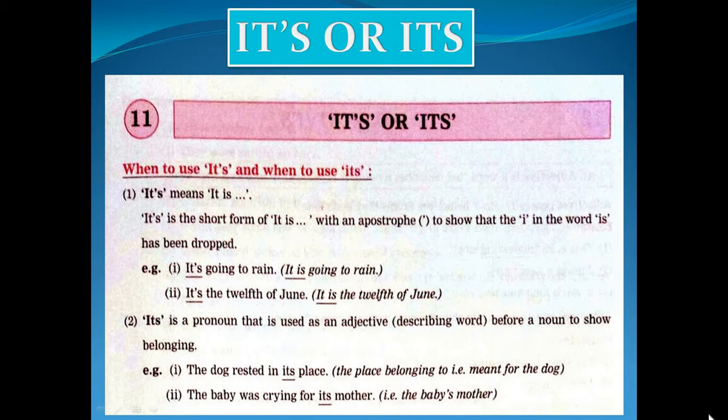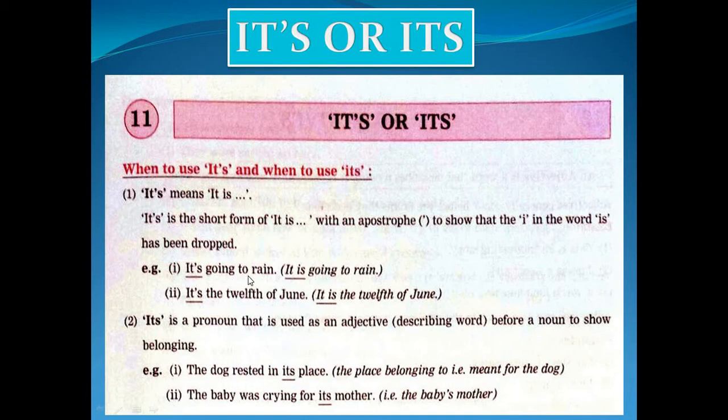In this, the apostrophe is used to show that the i in the word is has been dropped. So instead of i, an apostrophe is used. This is the apostrophe. In it's also you can see the apostrophe here. So let us see a few examples.